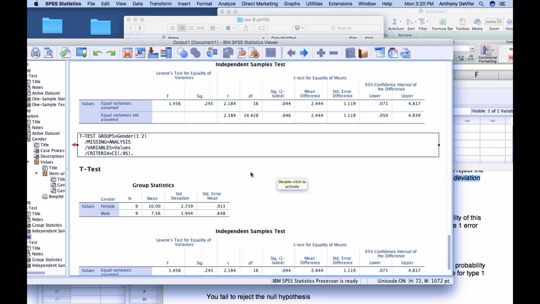But usually, for the most part, we're looking at the bigger picture. Can I reject the null hypothesis, or can't I? In this case, you can reject the null hypothesis.